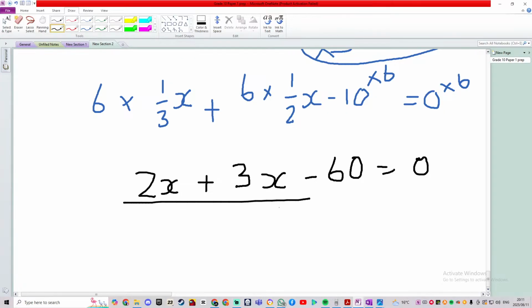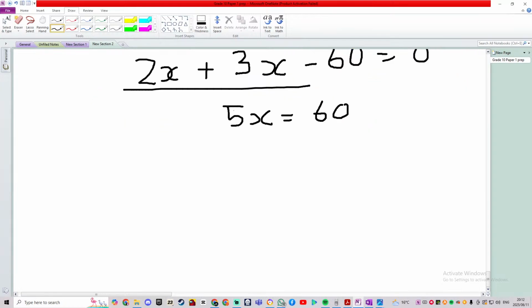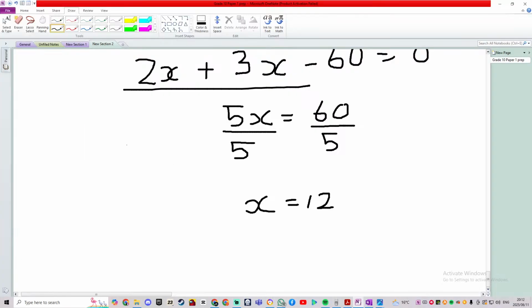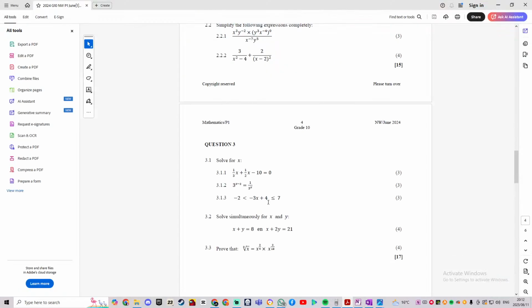Now, like terms, that gives me 5x equals, I'm going to take the minus 60 over, becomes positive 60 on both sides. To find x, I divide by 5. 60 divided by 5 is 12, and we're not even using the calculator. Okay, that one is done and dusted. Nice and easy there.